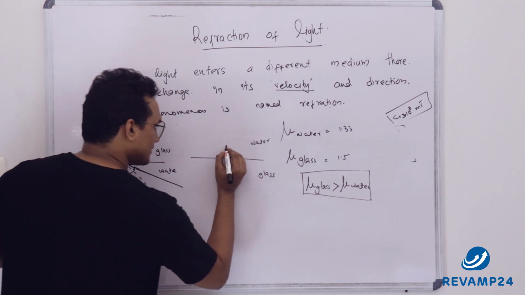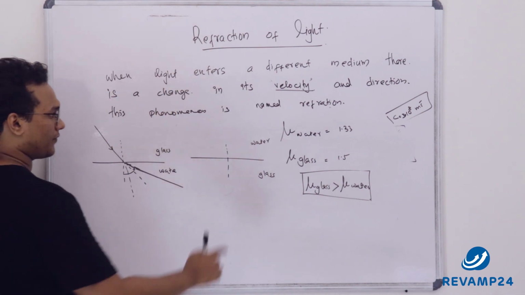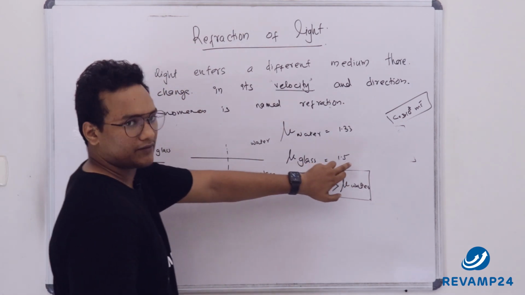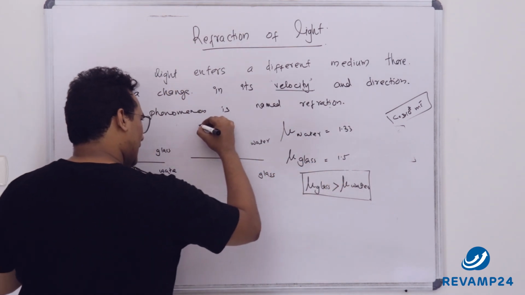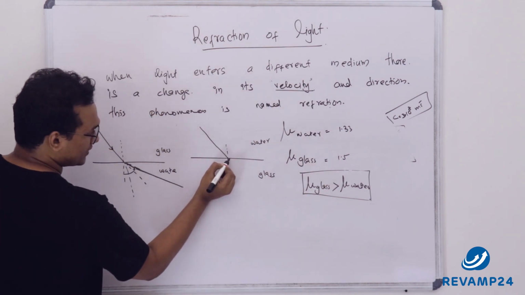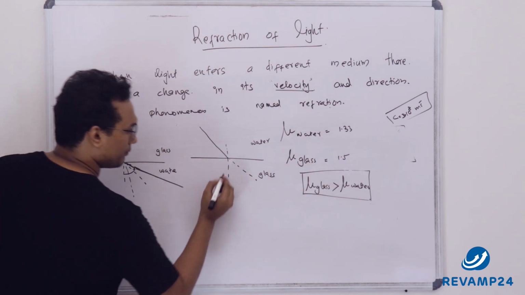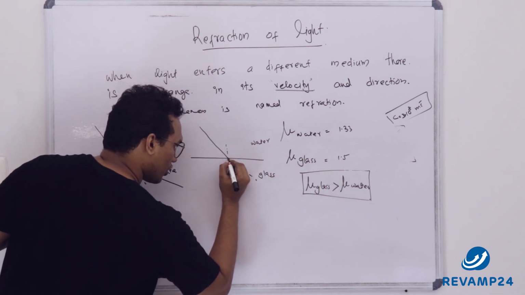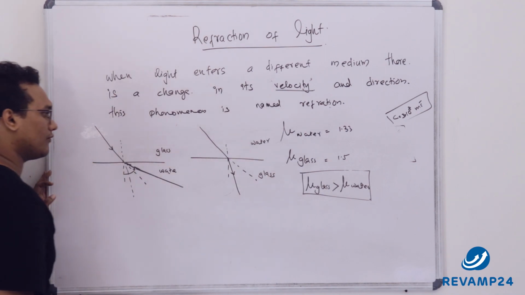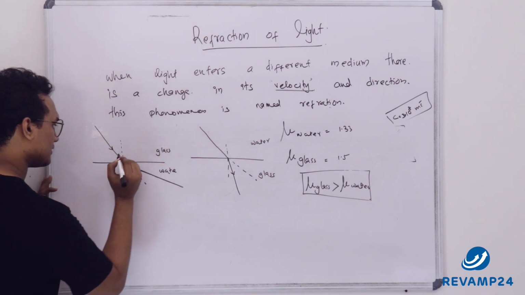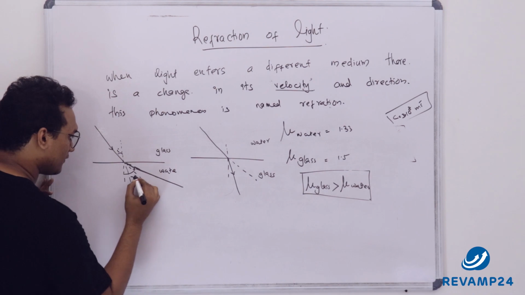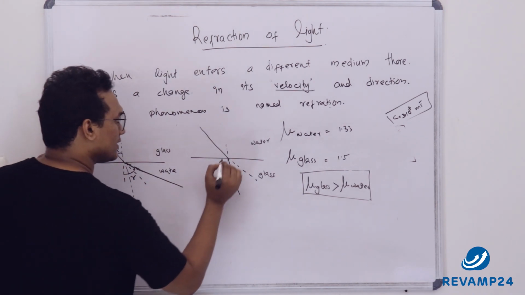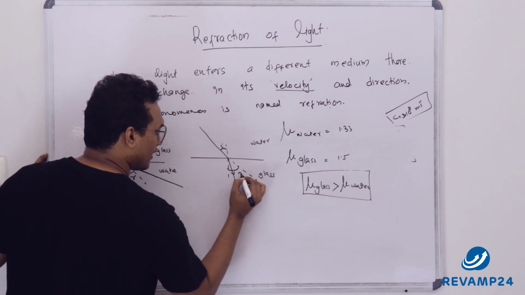Now here in this case, from water to glass, so from 1.33 to 1.5, higher refractive index. So what will happen if a light ray is coming in this direction? It was supposed to travel in this direction, but as glass is having 1.5 refractive index, it has got more bending power. So here the ray would be bent towards the normal. So this is the angle of incidence, this is the angle of refraction. This is I and this is R here. Here in this case, this is I and this is R.